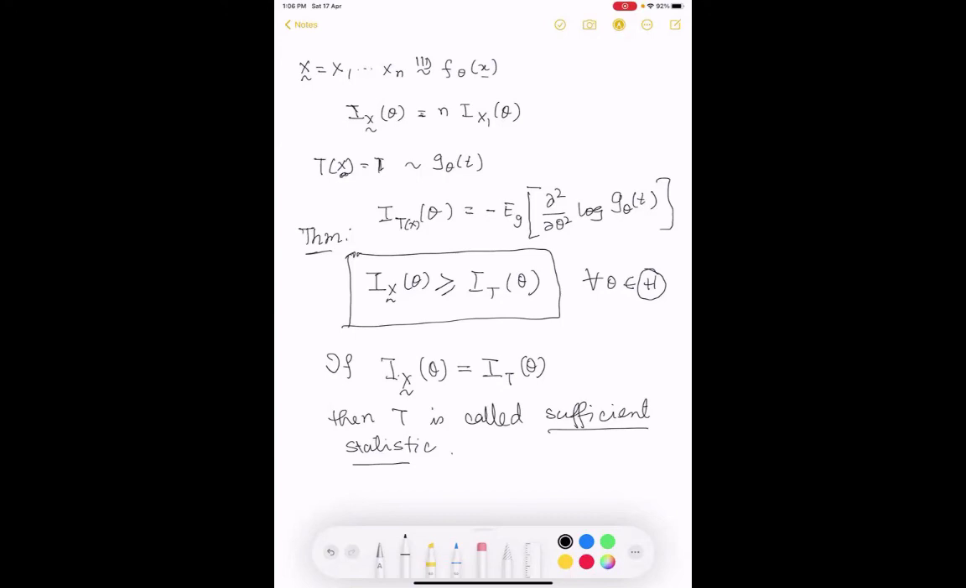That is what we are trying to say. After that transformation, it might happen that you lose some information. In that case, I x tilde theta will be greater than or equal to I t of theta. But if you can mathematically show that my I x tilde is exactly equal to I t of theta, then I can say that T is a sufficient statistic, sufficient in the sense that it has not lost any information while doing that mathematical operation.